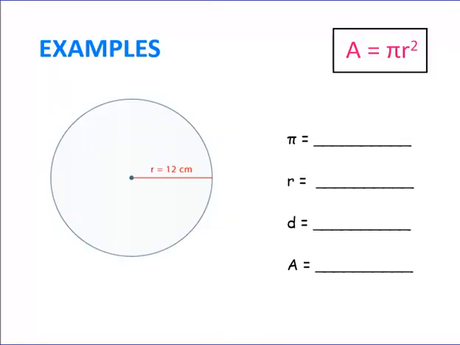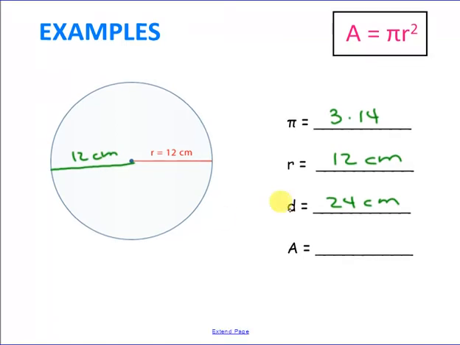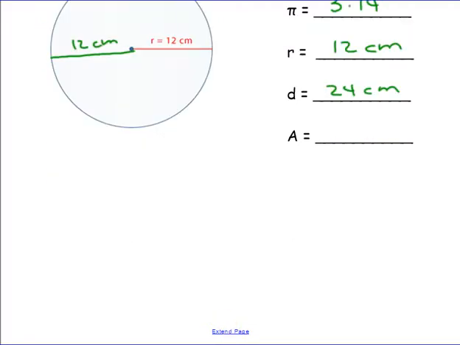All right, let's move on to the next one here. So again, pi is 3.14. Our radius here is 12 centimeters. So our diameter would be double the radius, so this is also 12 centimeters. So the diameter would be 24 centimeters. Now you notice that neither one of these are squared because they're not a calculation of area. Okay, so let's go ahead and calculate our area now.